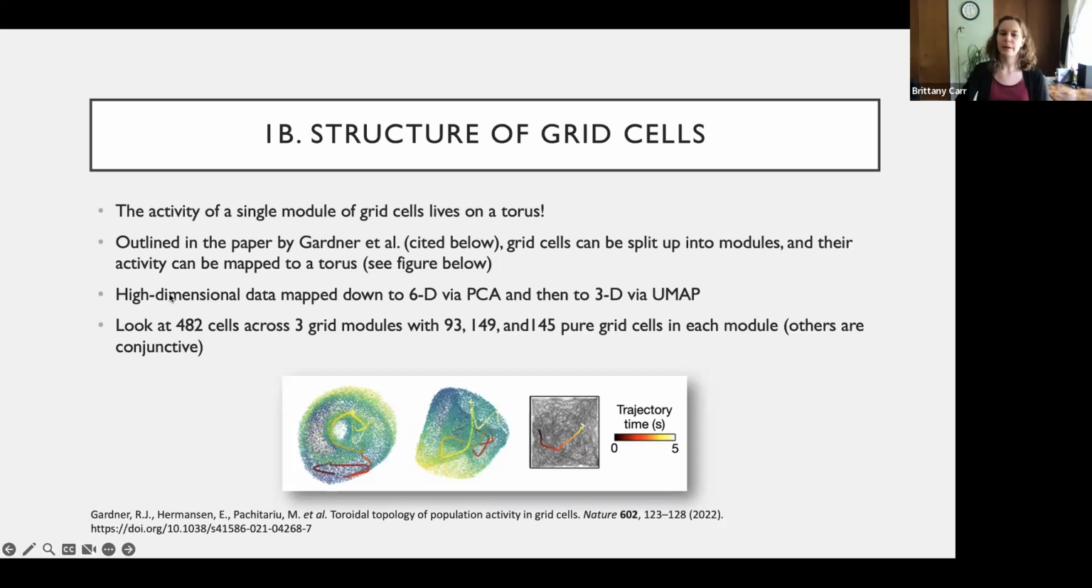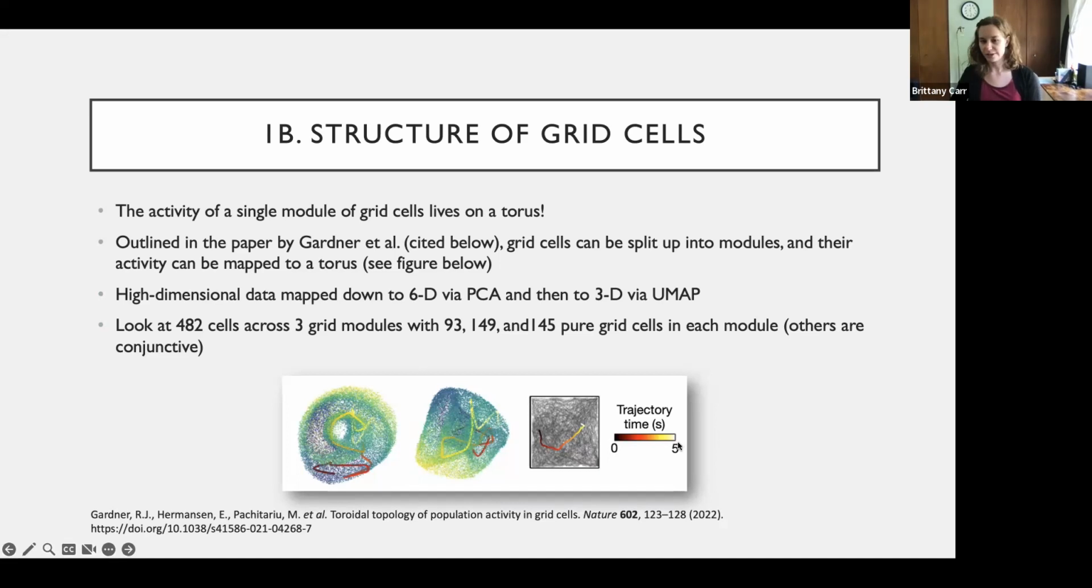This was outlined in a paper by Gardner et al., which I've gone ahead and cited below. These grid cells can be split up into their modules, and the activity of each module can be mapped to its own torus. So what that means is that I take my higher dimensional data and map it down to a torus using some sort of mapping structure. In this case, they did PCA to get down to 6 dimensions, and then UMAP to get down to 3 dimensions.